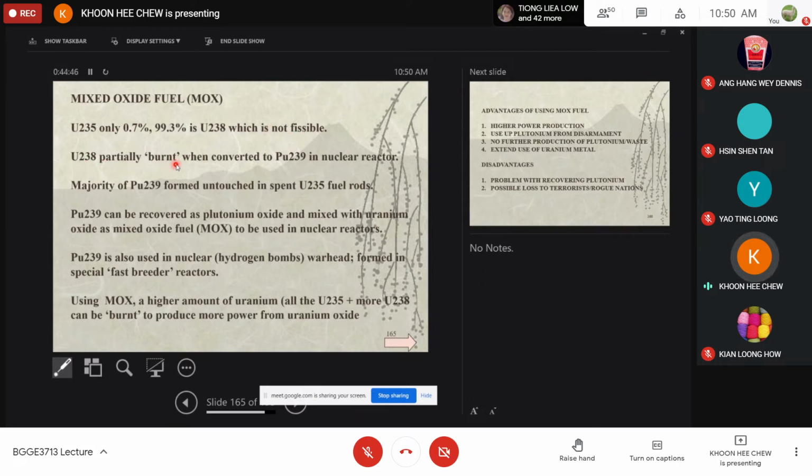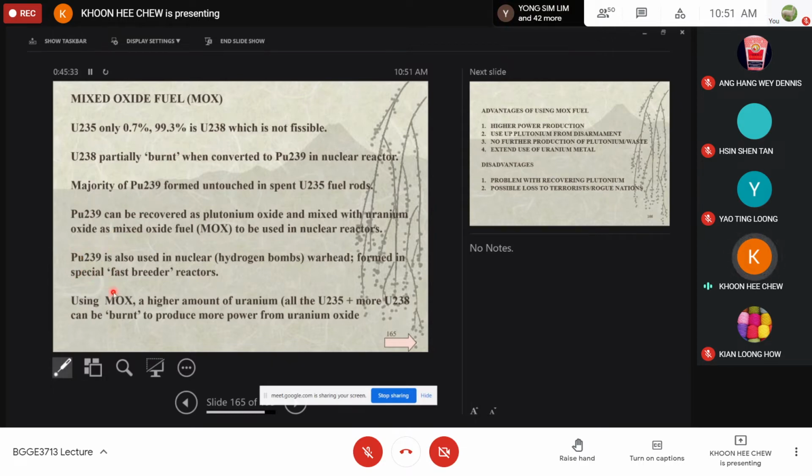Uranium 238 is partially burned when converted to plutonium 239 in the nuclear reactor. Okay, and the majority of plutonium 239 remains untouched in spent uranium 235 fuel rods. Plutonium 239 can be recovered as plutonium oxide, and mixed with uranium oxide, and then become MOX, the mixed oxide fuel, to be used in the nuclear reactor. Okay, and plutonium 239 is also used in the hydrogen bomb. Okay, nuclear warheads are formed in a special fast breeder reactor. As in, plutonium 239 is very dangerous. You can use it to make nuclear weapons.